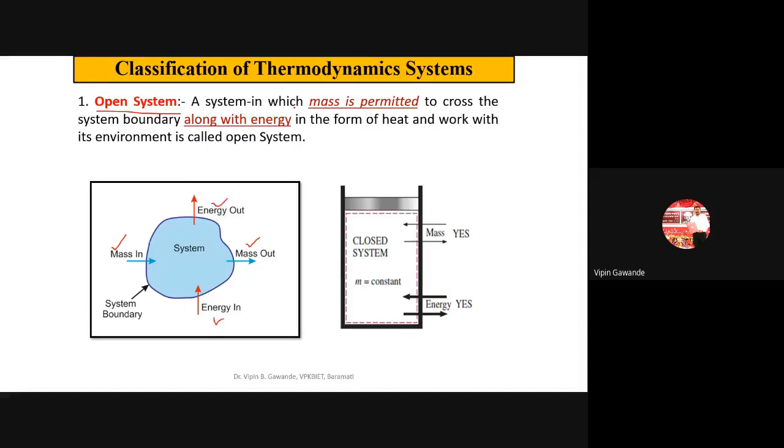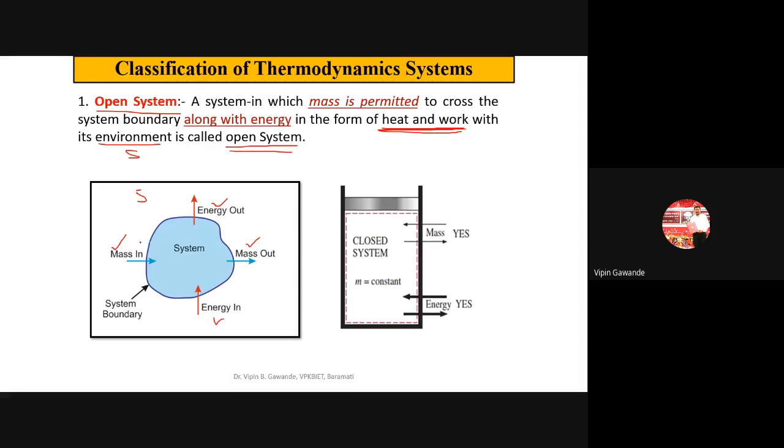That means a system in which mass is permitted: mass can enter from the inlet, or from the outlet it can come out. At the same time, there is a transfer of energy also. Energy comes in, energy goes out, in the form of heat and work, with the environment or surrounding. Then we call that an open system.